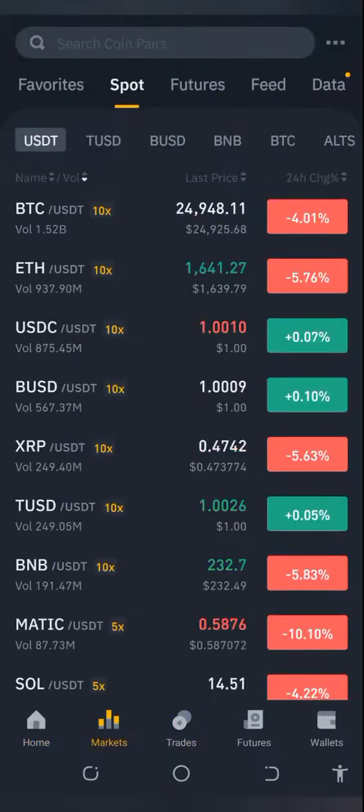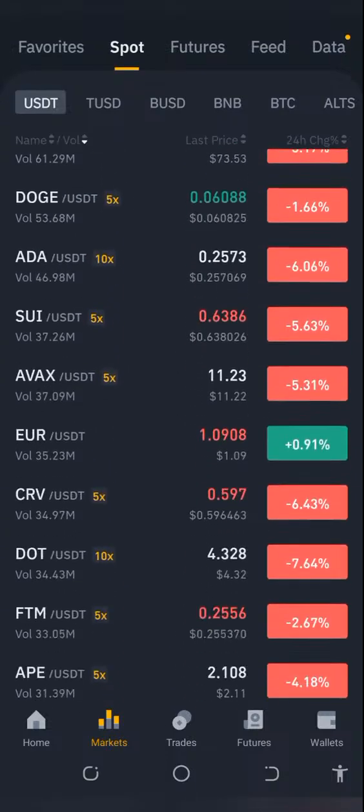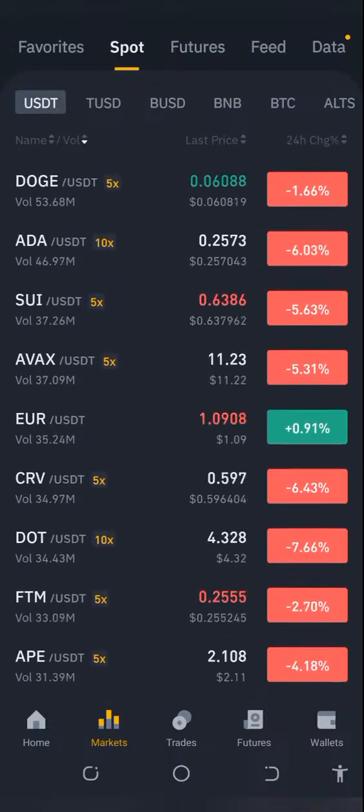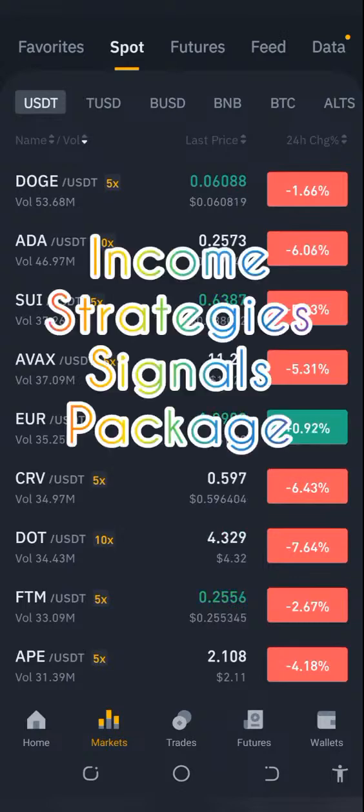You're wondering, how do I spot all these awesome opportunities looking through all of these coins? Now, that's where this third thing you're going to get from us is going to help you a lot. We're going to give you what we call our income strategies signal package.